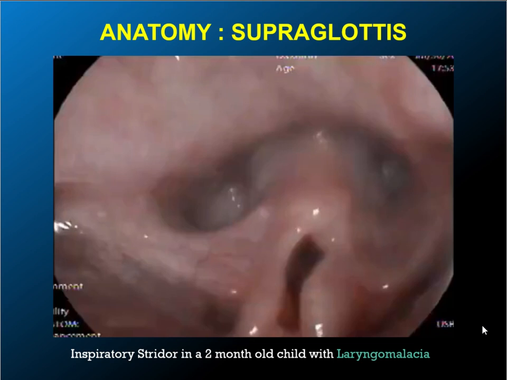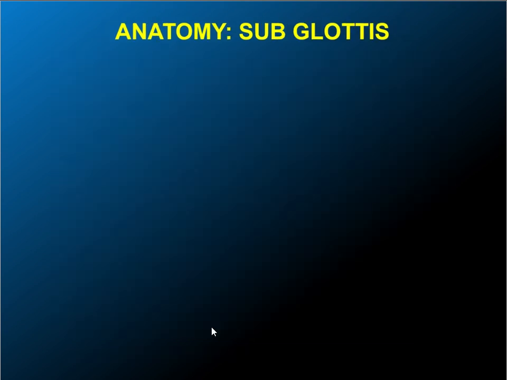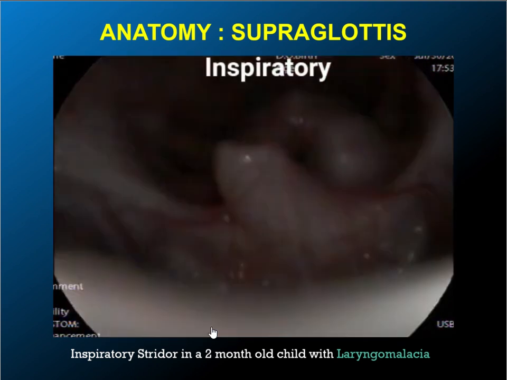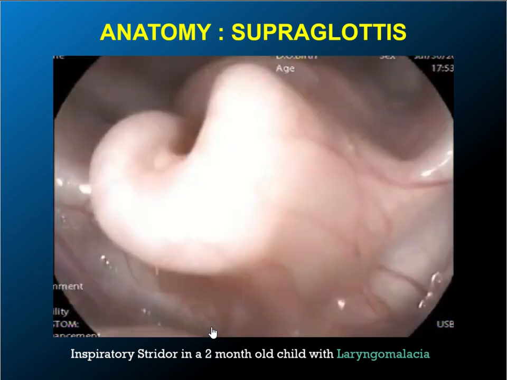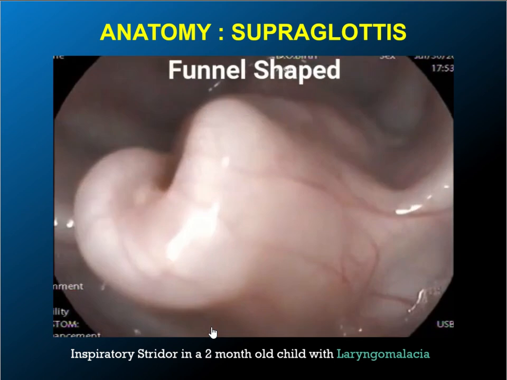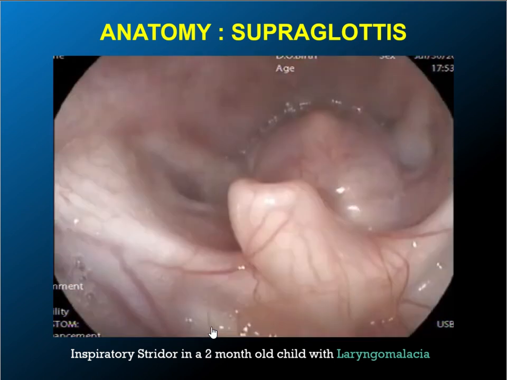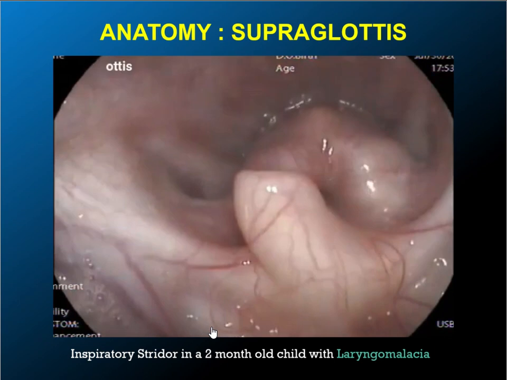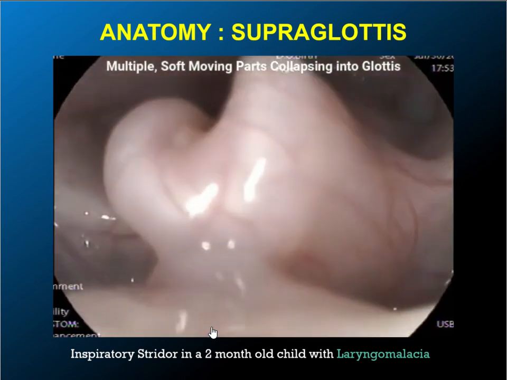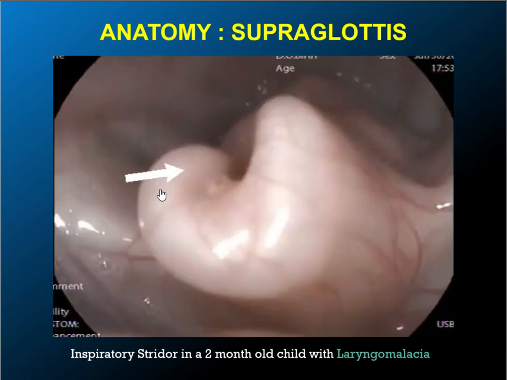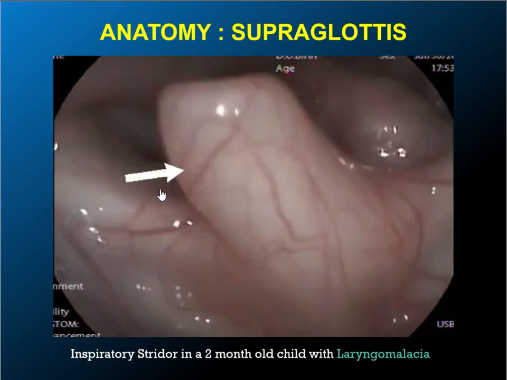Anatomy of the supraglottis. This is a 2-month-old child who presented to us with stridor and was diagnosed as laryngomalacia. We can see the inspiratory stridor, the larynx being funnel shaped. On expiration, the supraglottic structures separate, relieving the obstruction.